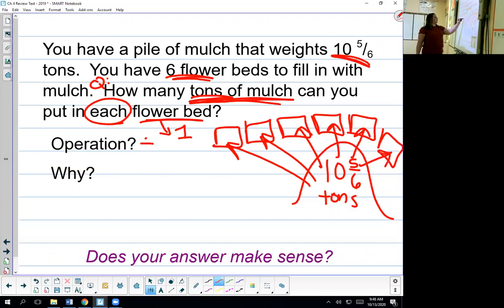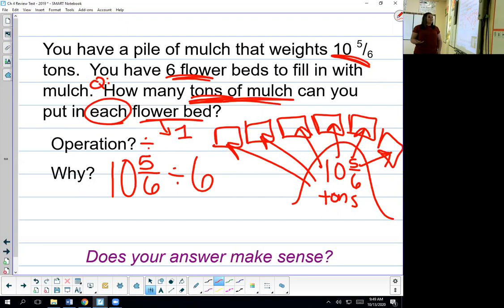So what operation we would use is division. Why? Because in the question we want to know how many tons of mulch for each flower bed. That tells you the order. Where are you going to start out with? You're going to start out with your mulch, and you're going to divide it into your flower beds. Should make sense to you.